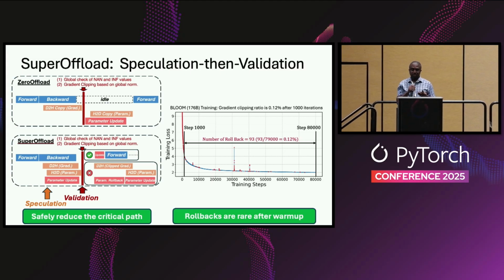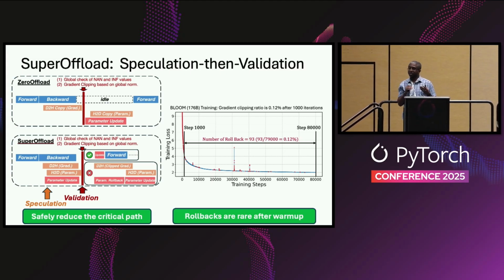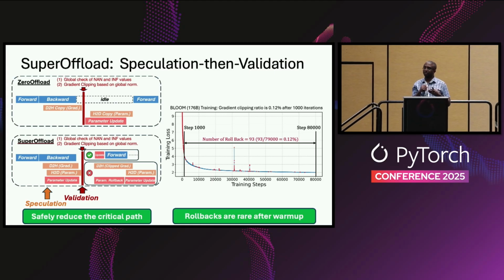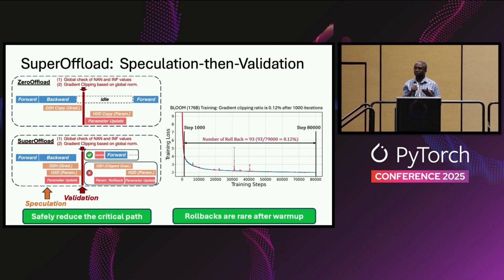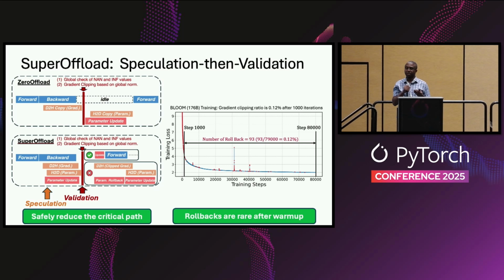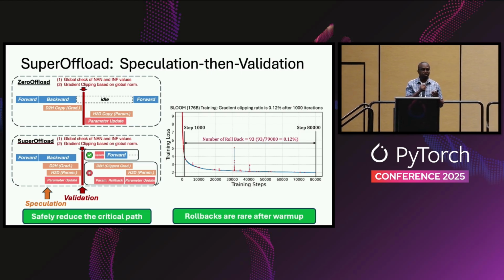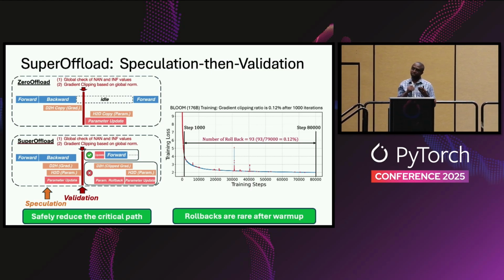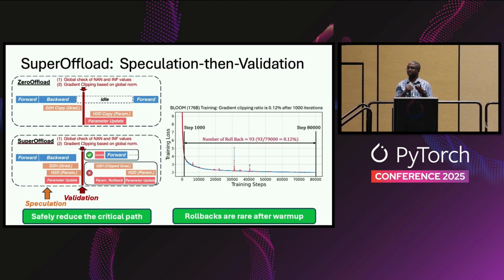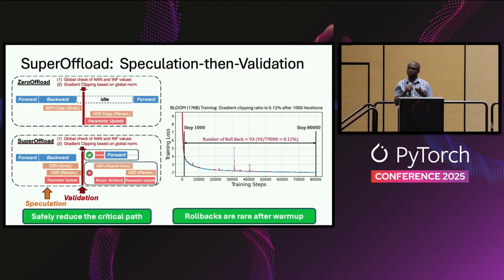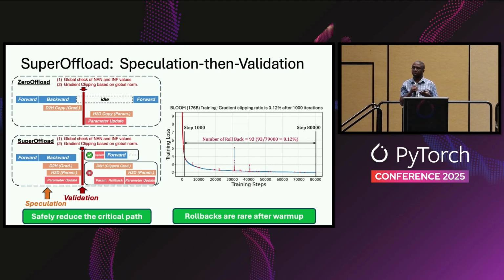But what we did in SuperOffload is we found a way to overlap them in a speculative manner. So we start doing the optimizer computation as soon as gradients are available, in a speculative way. And we still check for those global conditions that I talked about, and we would do a rollback if it turns out that something went wrong. By doing this, we're able to keep both the GPU and the CPU constantly busy. We are able to do some of the optimizer computation on the GPU as well, which also provides additional acceleration.